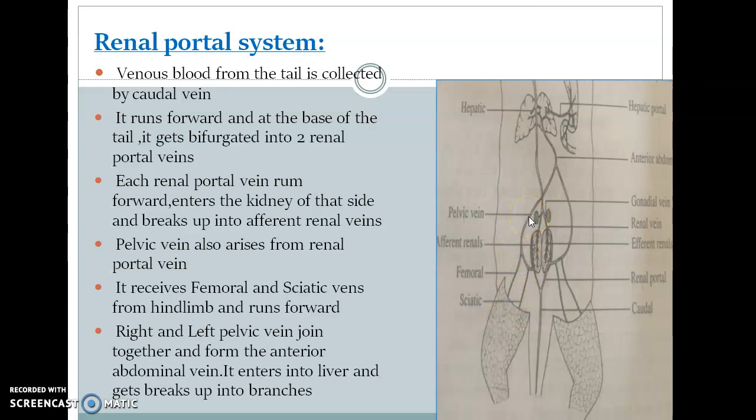This pelvic vein is then connected with the hepatic vein itself. Okay, then the right and the left pelvic veins. Here you can see that there is a right pelvic vein and a left pelvic vein. They unite together and form a common vein called the abdominal vein. This abdominal vein enters into the liver and breaks up into several branches. Okay, so that's all about the renal portal system.